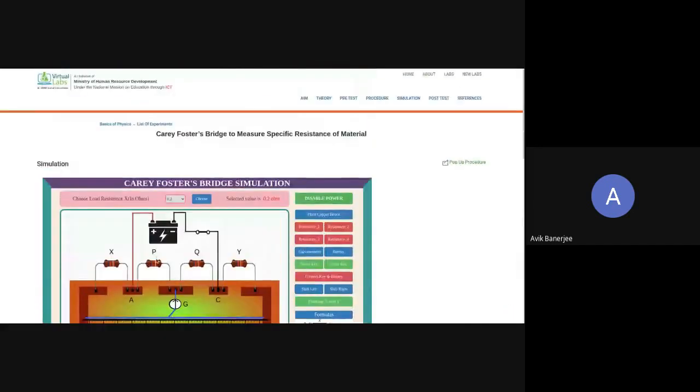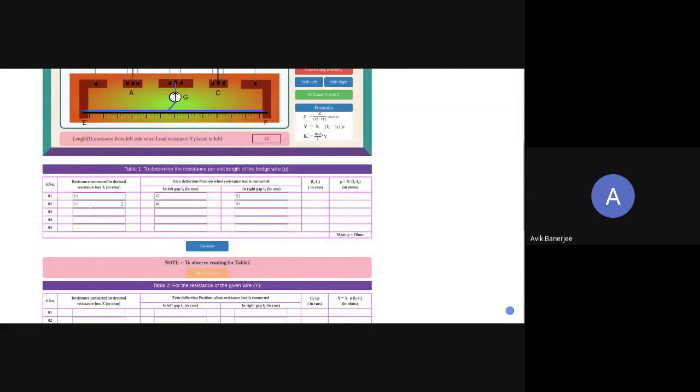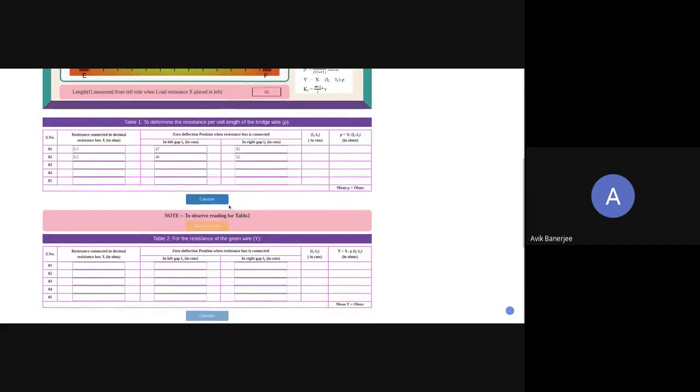Now you can choose 5 resistances here. Okay, you'll choose all the 5 resistances here. You'll enter the data in here, then you'll click on the calculate, and it will show you the mean rho. Okay, the unit is wrong. The unit should be in ohm per centimeter or ohm per meter. So we'll click on this, and it will give you this.